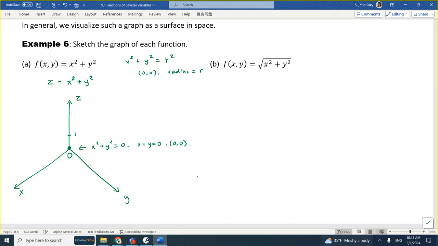How about when z equals 1? If z equals 1, what happens? You get x squared plus y squared equals 1. Can you imagine what z equals 1 is? Z equals 1 is a horizontal plane. And on this horizontal plane, this surface intersects at the unit circle. So the unit circle, I can draw something like that. Yes, this is the picture when z equals 1. Z is 1, and it's parallel to the xy plane. So we get a unit circle.